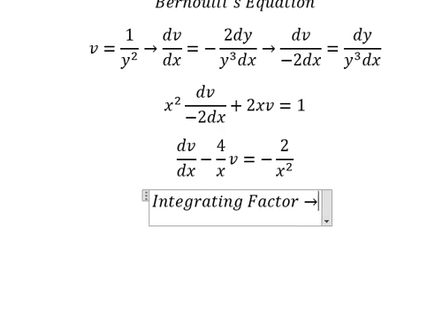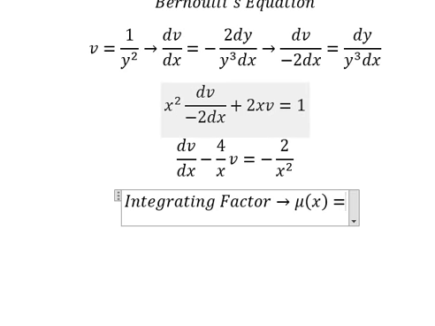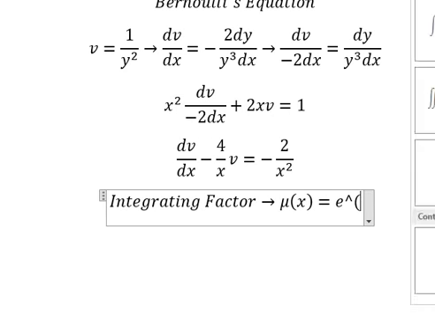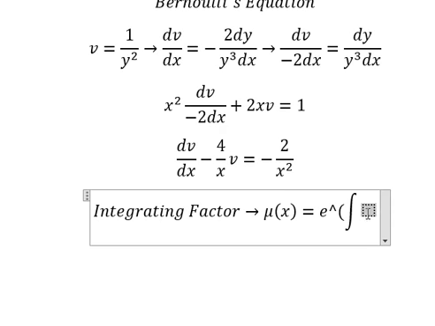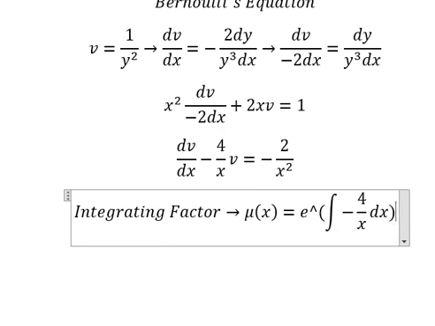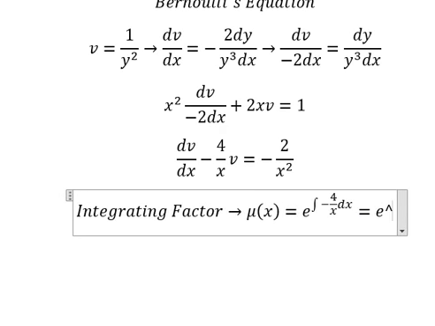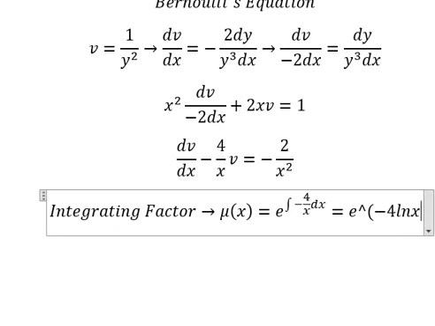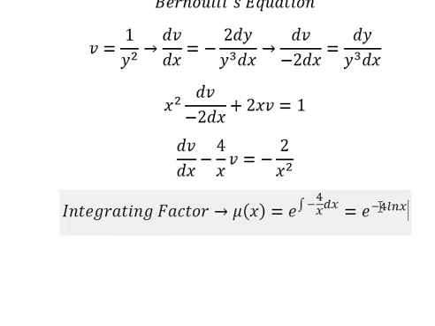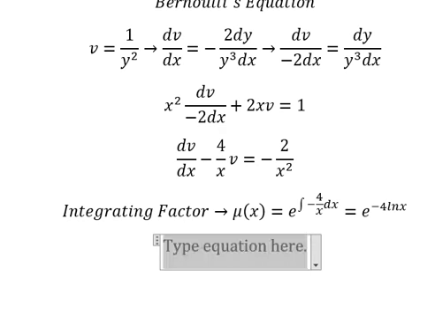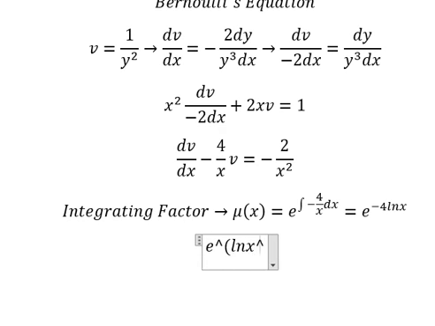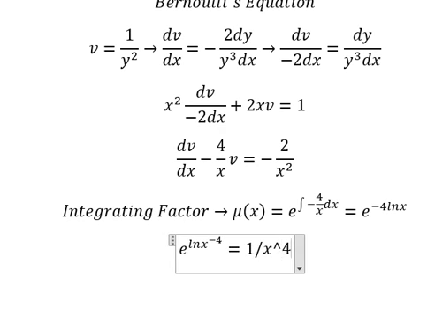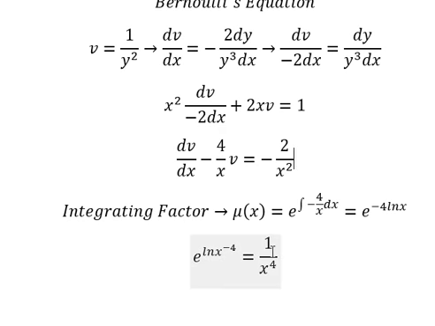So we have mu of x equals e to the power of the integral of negative 4 over x dx. This one you got e to the power of negative 4 ln x. So we put negative 4 inside the natural log in here, and you got 1 over x to the power of 4. That means we multiply both sides by 1 over x to the power of 4.